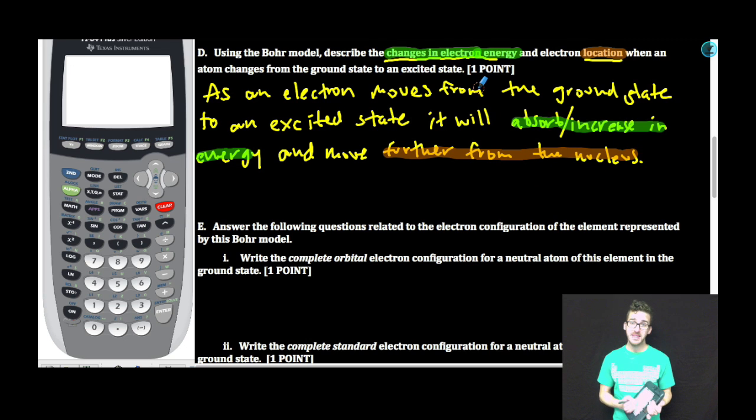So a question like this that's only 1 point, if you only describe the change in electron energy, but don't describe the change in electron location, you don't get any points. So read carefully, especially on a question like this where you're pretty confident and know the answer. Don't miss because you aren't reading carefully. Read it twice. Read it 3 times. Just read it.